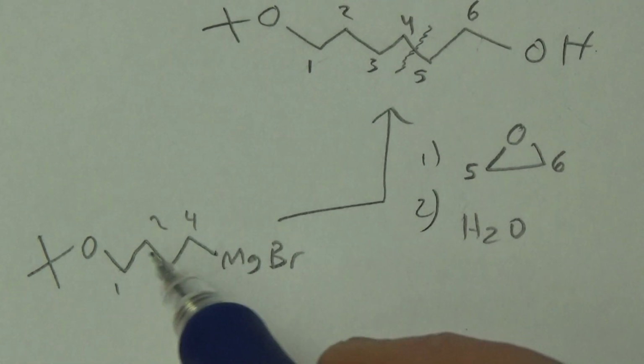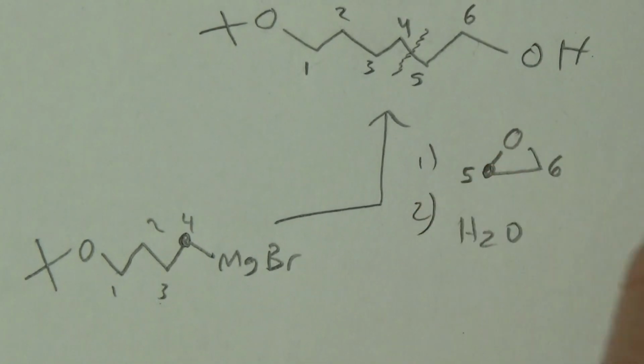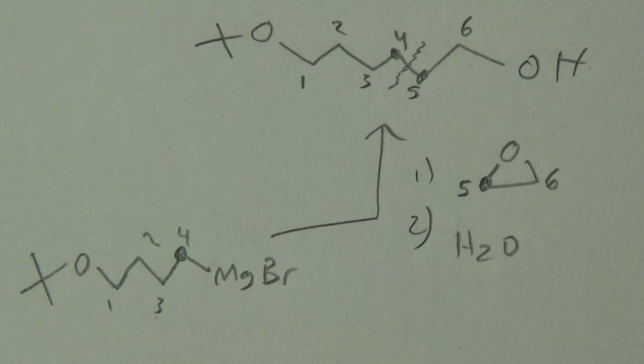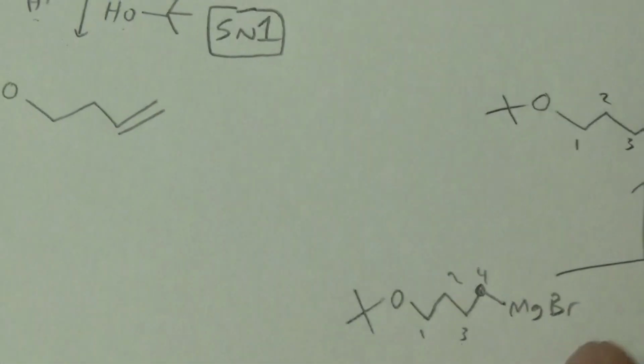And mechanistically, of course, carbon 4, I can make a dot, attacks carbon 5, I can make it a dot, and that makes the bond between carbon 4 and carbon 5. Okay, good. Let's see how we can keep it going backwards.